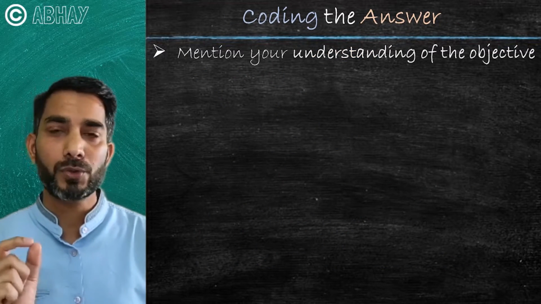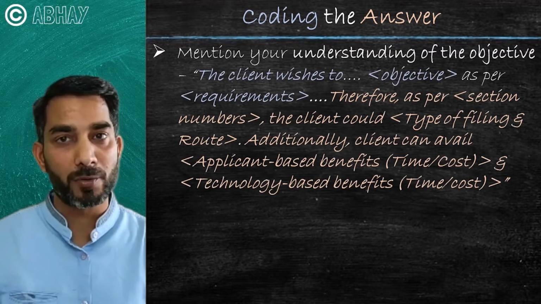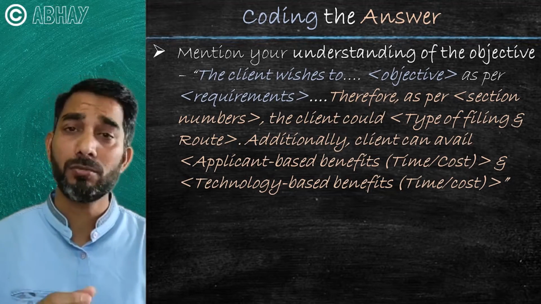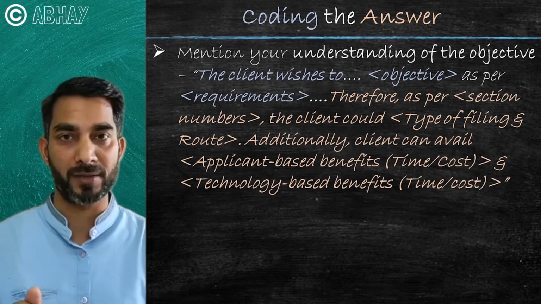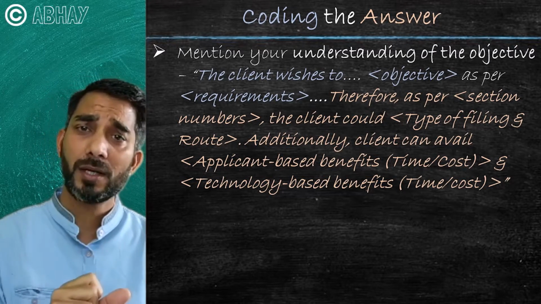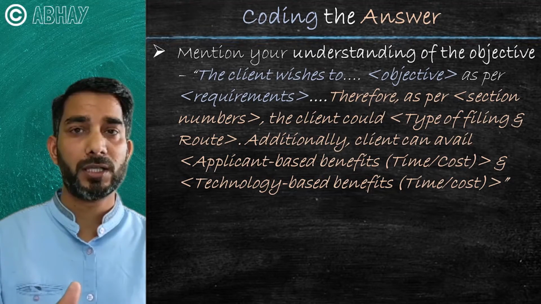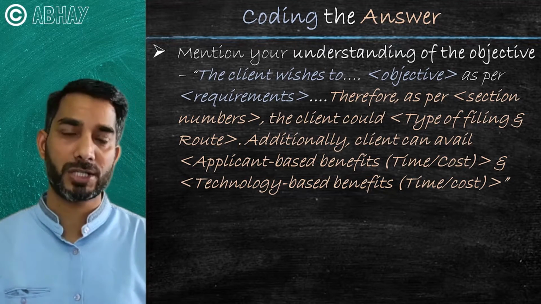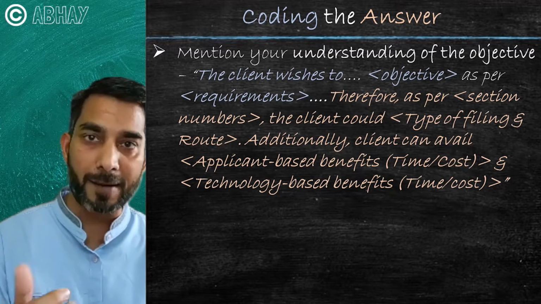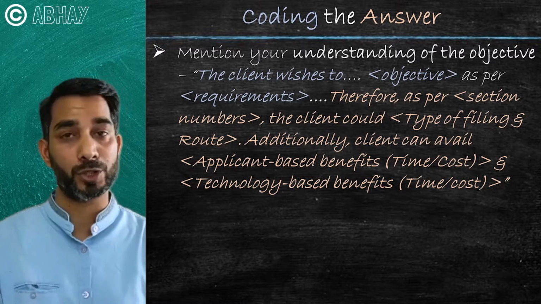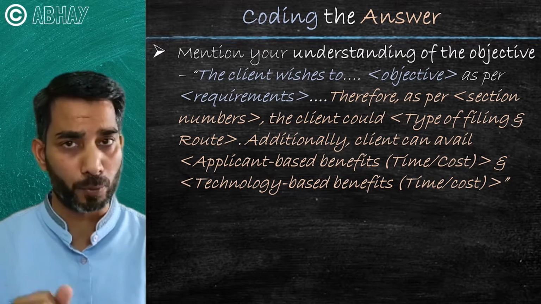In my view, you should always start with mentioning your understanding of the objective. So here is one way of writing it. The client wishes to, the objective that you identified, along with the requirements and constraints that were provided in the question. You provide the section number here for the option that you are going to suggest to the client. You can also talk about the applicant type that you have identified that can help the client to enjoy certain benefits, along with the technology-based benefits also that the Patents Act provides.